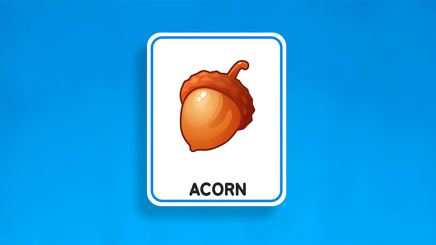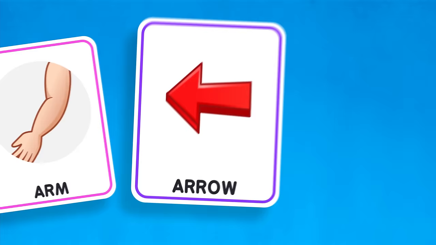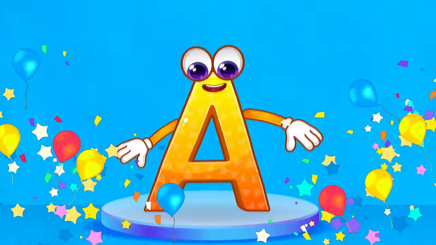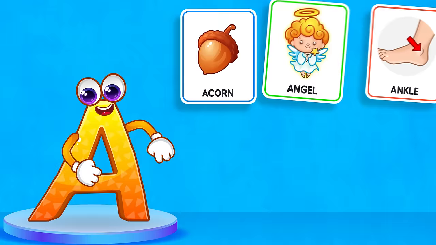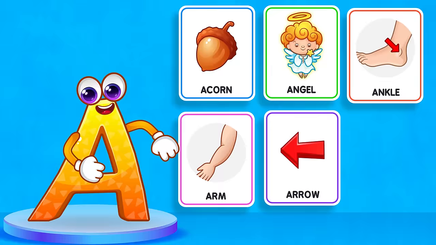Acorn. Angel. Ankle. Arm. Arrow. Award. This is A. A is for acorn. Angel. Ankle. Arm. Arrow. Award.